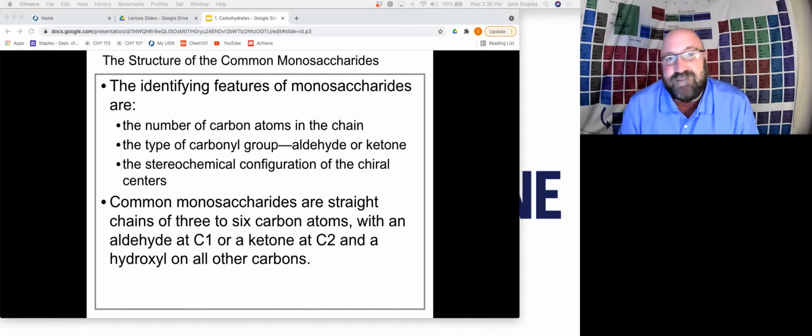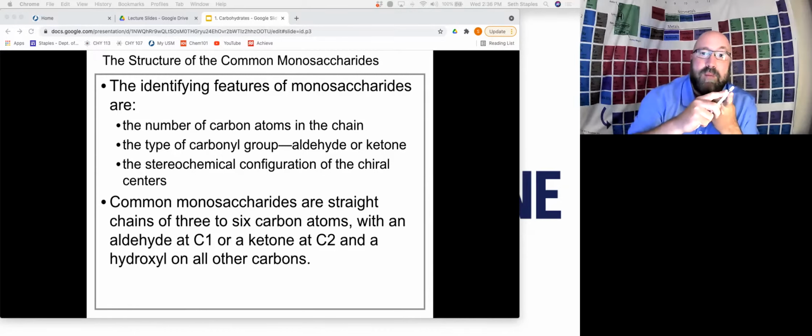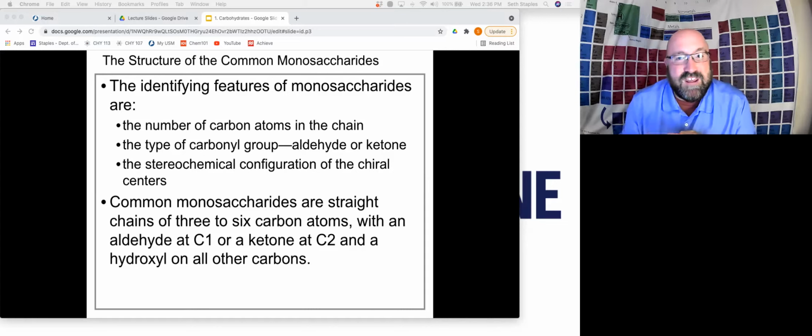Some of the identifying features of different types of monosaccharides are, one, the number of carbon atoms in the chain, and we'll be talking about this later on. There's also a carbonyl group of some sort on monosaccharides. And the type of carbonyl that's present is another identifier of the type of monosaccharide we're talking about. And it will be either an aldehyde or a ketone. Another important identifier is what we call the stereochemical configuration. And we're going to look at that a little bit later in this lecture, but not in a lot of detail.